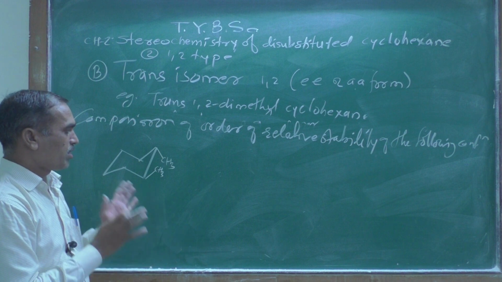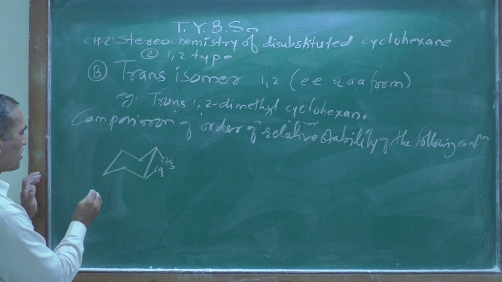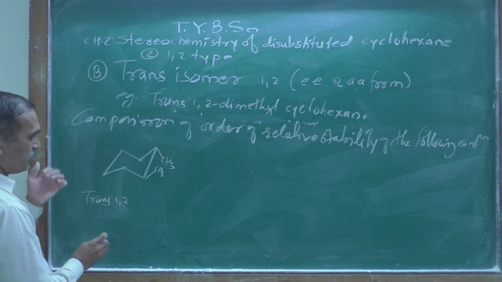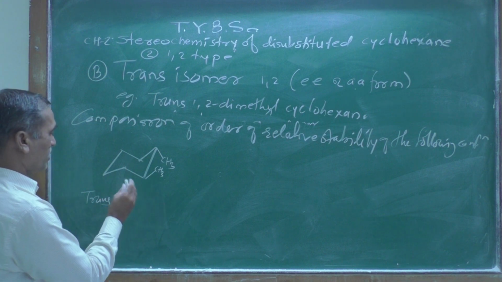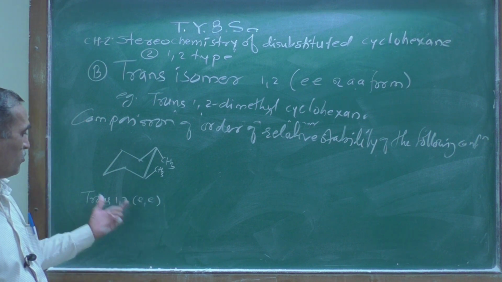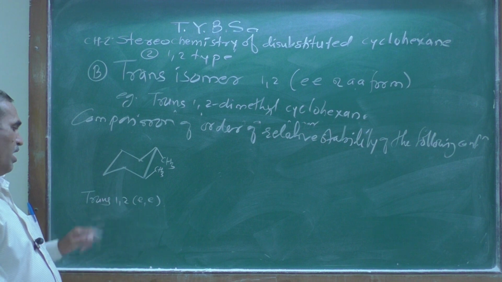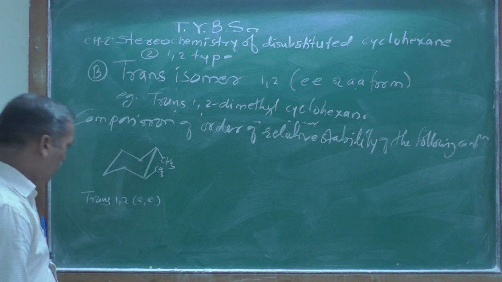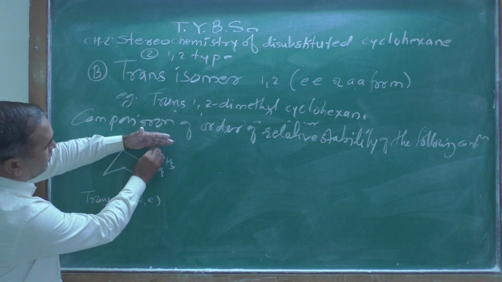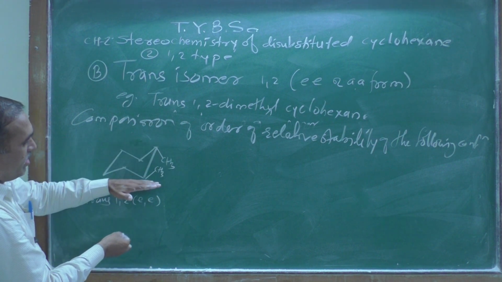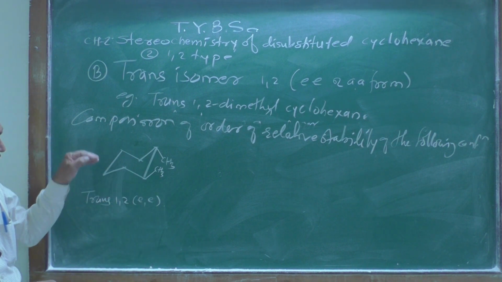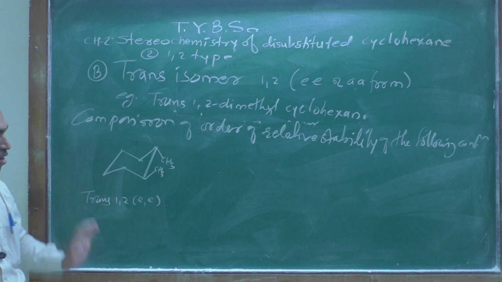I am talking about only one. This is a trans, this one is a trans 1,2-dimethyl cyclohexane, or we can call it the EE form, right? Trans 1,2 EE form. And why is it a trans? Because if you put your hand here, the methyl group is below the plane, and if you put your hand here, the methyl group is above the plane, and therefore it is a trans 1,2 EE form.